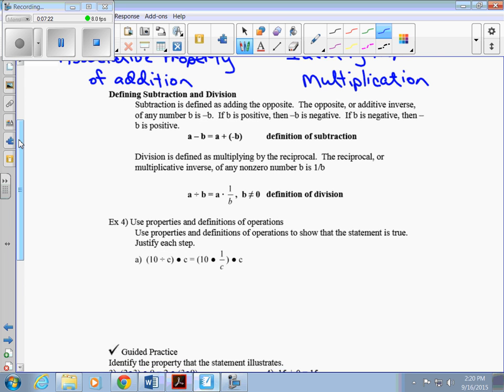And division is defined as multiplying by its reciprocal. The reciprocal or the multiplicative inverse of any non-zero number B is 1 over B. So the reciprocal of 5 would be 1/5. The reciprocal of 2/3 would be 3/2. So we just multiply by the reciprocal, or basically you flip your fraction.